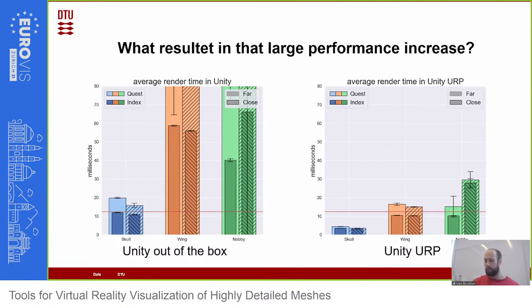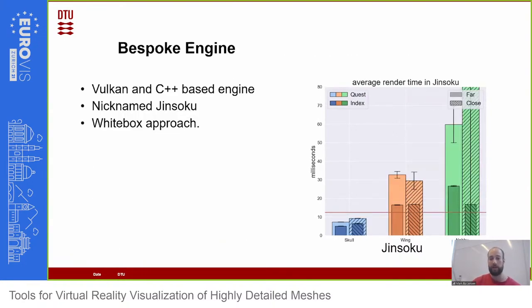And this is really interesting, right? But what actually is it that gives us this performance boost? That is what we will investigate now. And in order to do that more transparently, we created our own engine, which is a Vulkan and C++ based engine. We named it Jinsuku, and it gives us the ability to have a white box approach to looking at different performances. And we also do believe that creating our own platform gives us a better starting point for testing out things and using state-of-the-art rendering techniques.